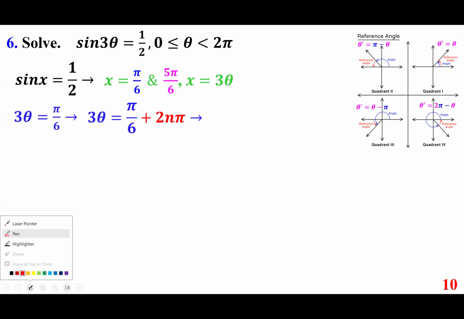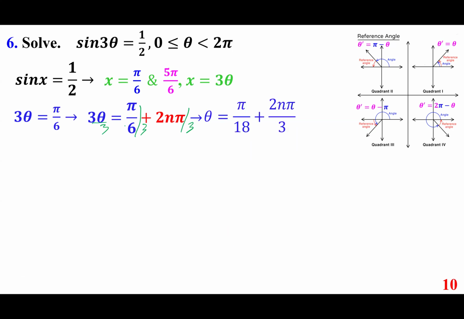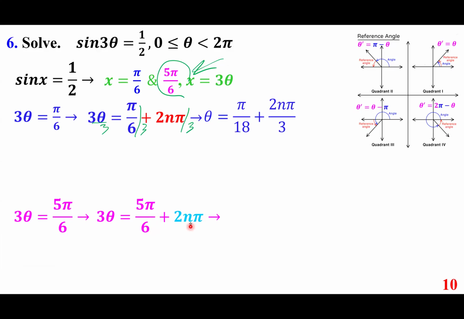Let me just divide by 3. When you divide by 3, pi over 6 divided by 3 is pi over 3 times 6, or 18, plus 2n pi over 3. We do exactly the same thing with this guy, 5 pi over 6. 3 theta is 5 pi over 6. We're going to add the 2n pi, and we're going to divide by 3. This becomes 5 pi over 18. This becomes 2n pi over 3.